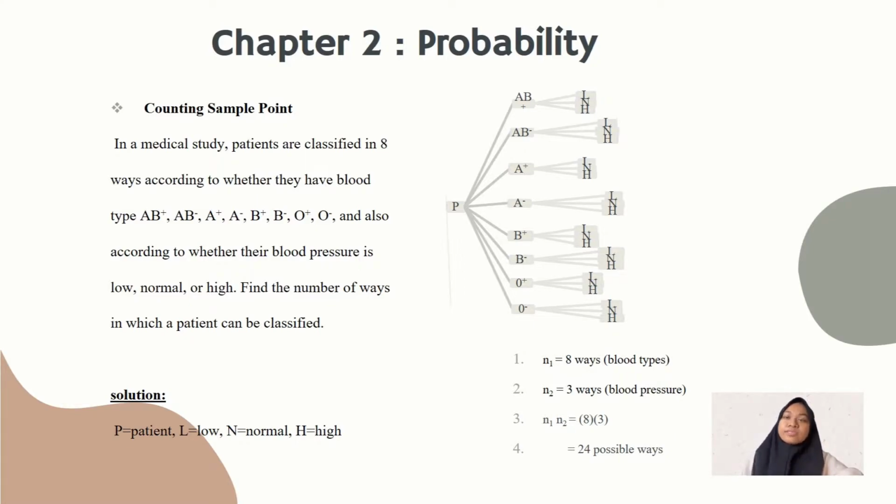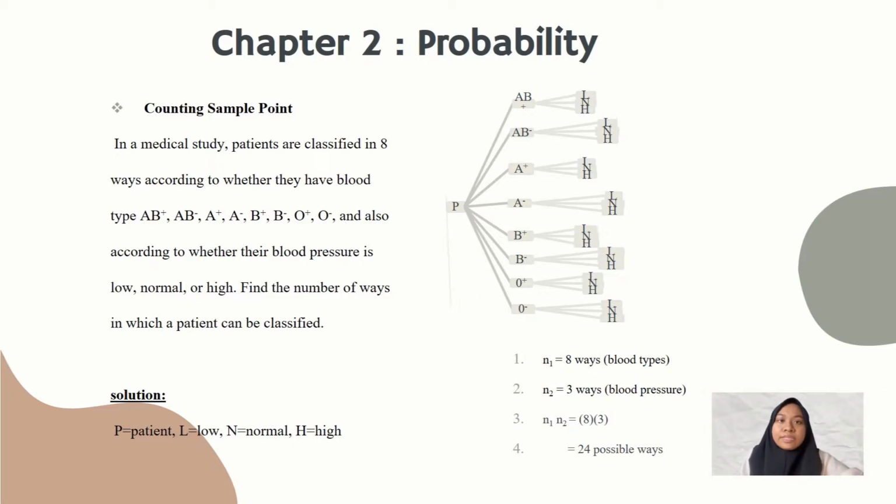Counting sample points. In a medical study, patients are classified in 8 ways according to whether they have blood type AB+, AB-, A plus, A minus, B plus, B minus, O plus, and O minus. And also, according to whether their blood pressure is low, normal, or high. Find the number of ways in which a patient can be classified.